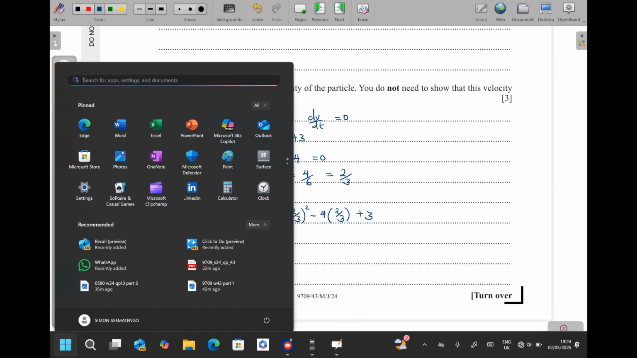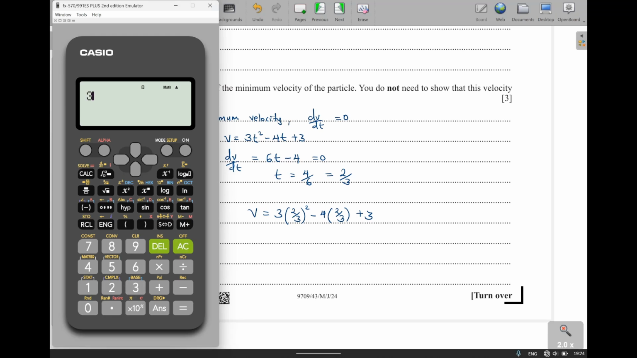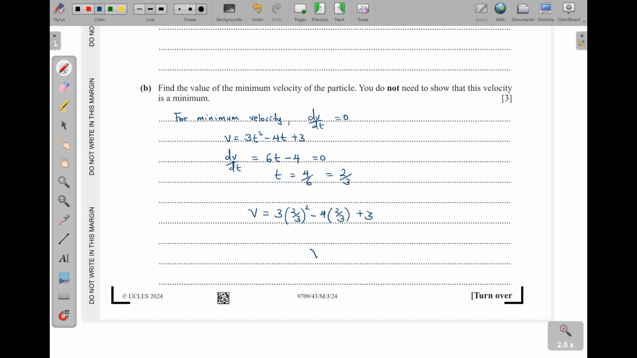So putting all of this in the calculator, 3 times 2 over 3 squared minus 4 times 2 over 3, then plus 3, it gives us 5 over 3. It is a recurring decimal. I can write 1.67 to 3 significant figures, or I can leave it as 5 over 3 meters per second. Just like that. So this has been it for this first part of this paper.